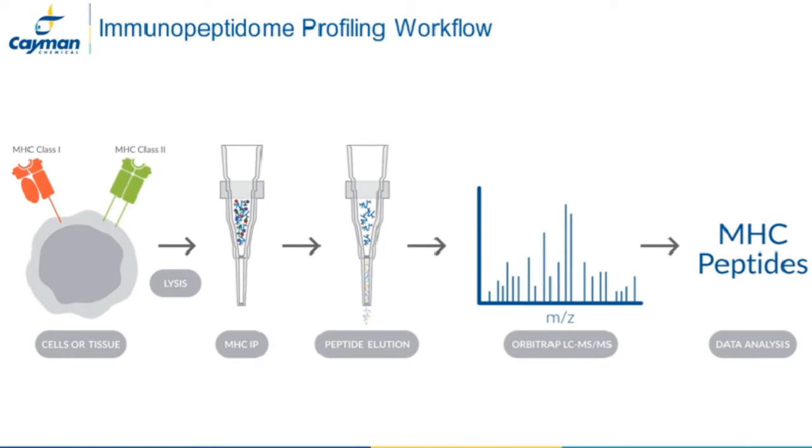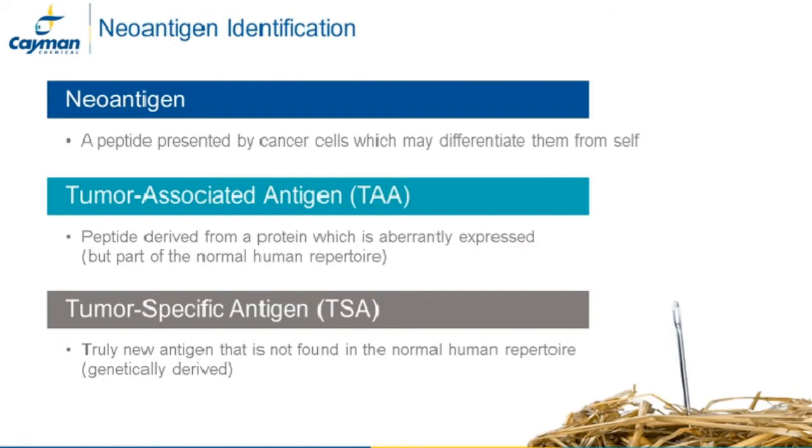The workflow for immunopeptidome profiling is as follows. We lyse the cells or homogenize the tumor and immunoaffinity enrich the MHC complexes using antibody conjugated resins. Peptides are gently eluted from the bound complexes and subject to LC-MS/MS, from which a list of peptides is developed using relevant databases. I will discuss some key considerations for each step in this process.